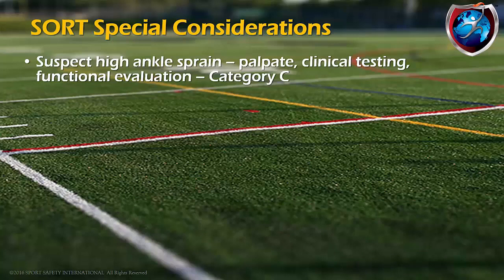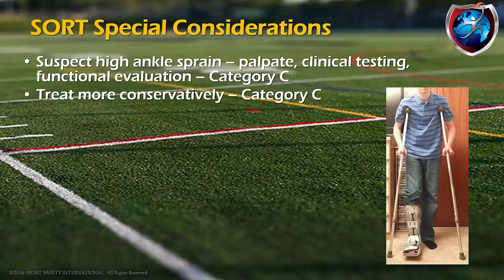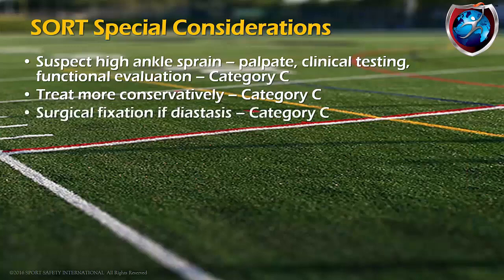Syndesmotic ankle sprains are characterized by symptoms proximal to the talocrural joint and are associated with prolonged pain, recurrent ankle sprains, functional disability, and heterotopic ossification. Evaluation should consist of palpation, clinical testing, functional evaluation, and radiography with MRI if indicated. Syndesmotic ankle sprains should be treated more conservatively than lateral sprains. Acute management requires immobilization. Surgical fixation should be considered for syndesmotic sprains that demonstrate diastasis.